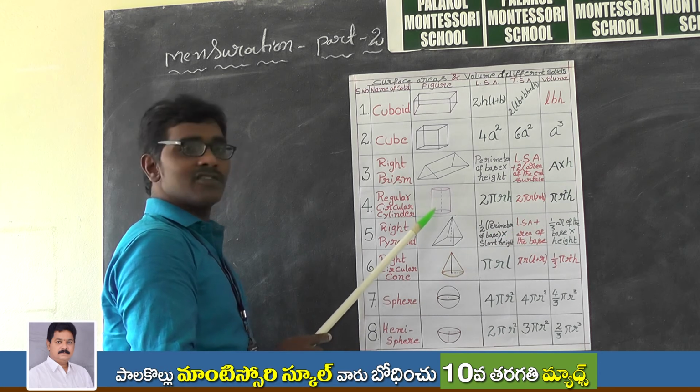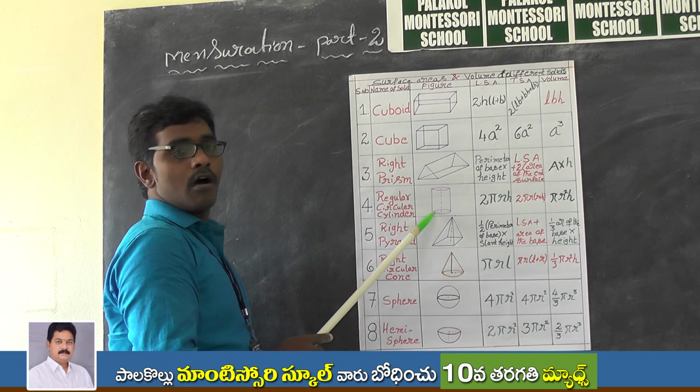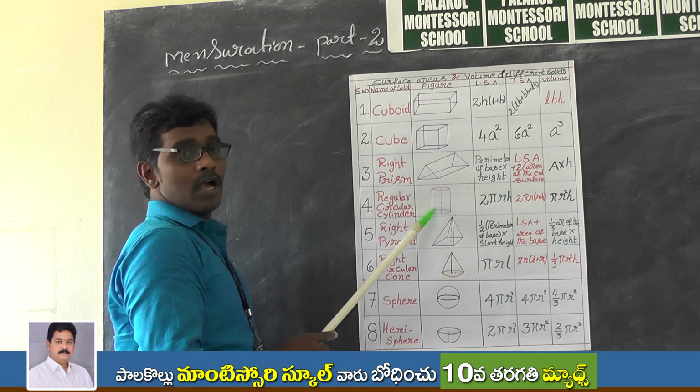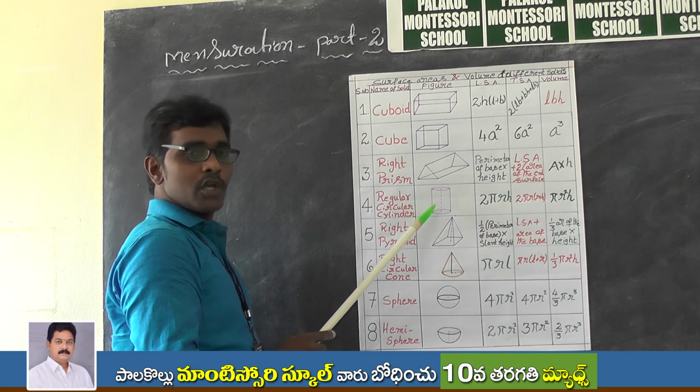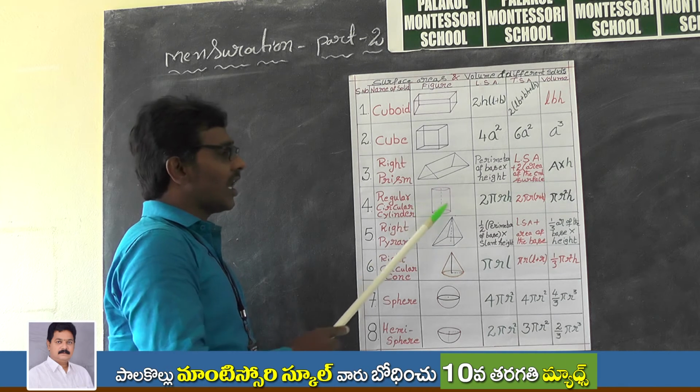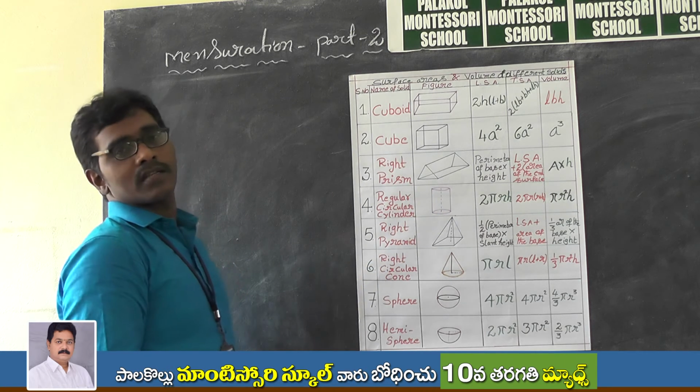What are the general examples of the cylinder? Measuring jar, oil drum, road roller, iron pillar. These are the general examples of the right circular cylinder.